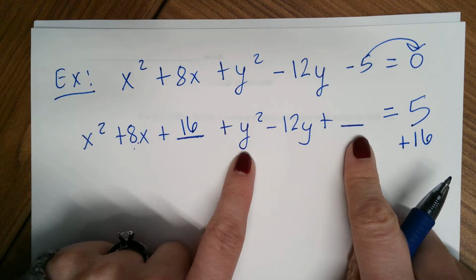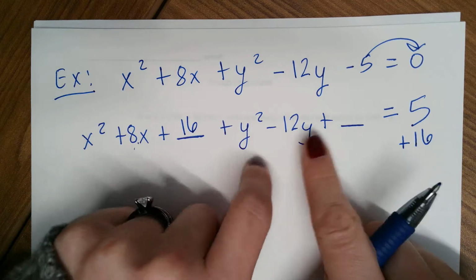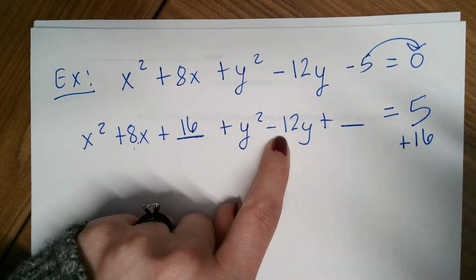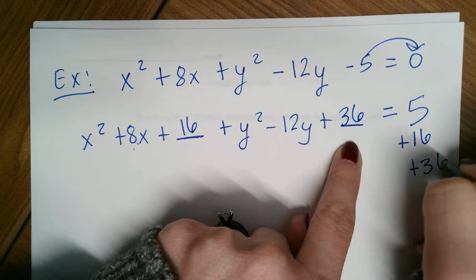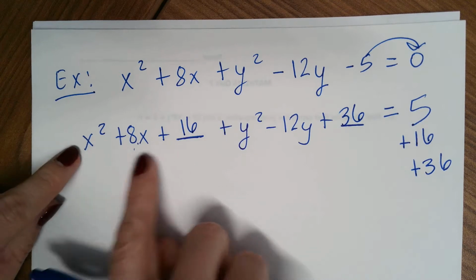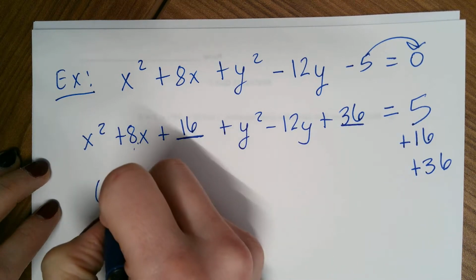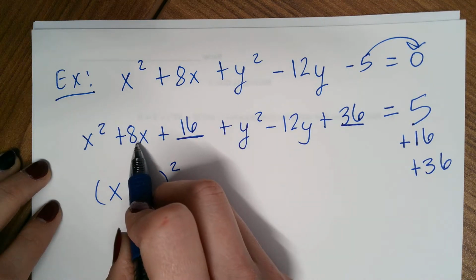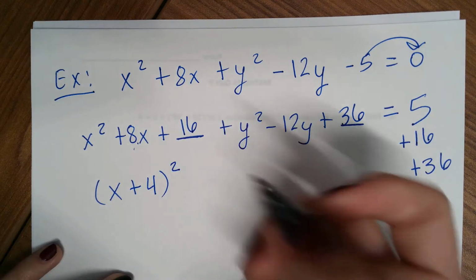And same thing with the y's. I want to figure out what that c value is to give me the perfect square trinomial. So half the b value, half of negative 12 is negative 6, and negative 6 squared is positive 36. So I add 36 there and 36 to the other side. So now we can condense and clean up. Now that we have the perfect square trinomial, I know this condenses into something that looks like this with a little square, and the value that goes inside is just half my b value. So half of 8 is 4, (x + 4) squared.